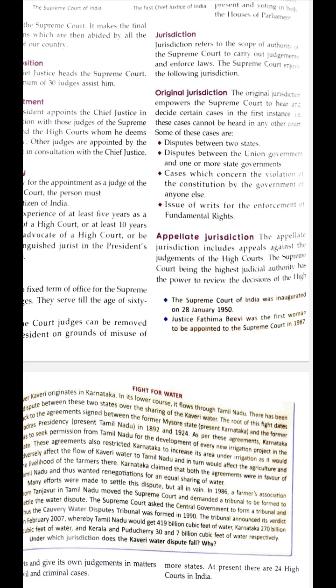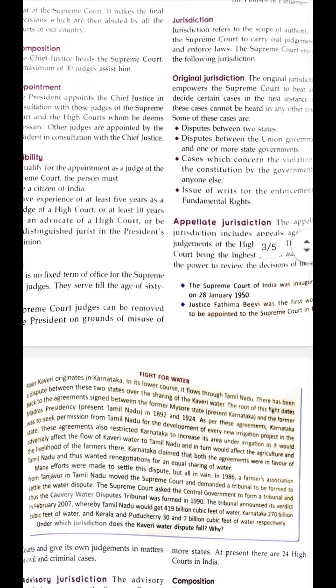Now, secondly, we have appellate jurisdiction. Out here, the case goes to the Supreme Court through appeal, which means the hearing of the case must first be done in the High Court or in the subordinate court. And out there, if a final decision is not taken, then it goes to the Supreme Court. Clear? Now the Supreme Court, being the highest judicial authority, has the power to review the decision of the High Court and give its own judgment in matters of civil and criminal cases. Clear? Now comes the advisory jurisdiction. Understood about the original and appellate?